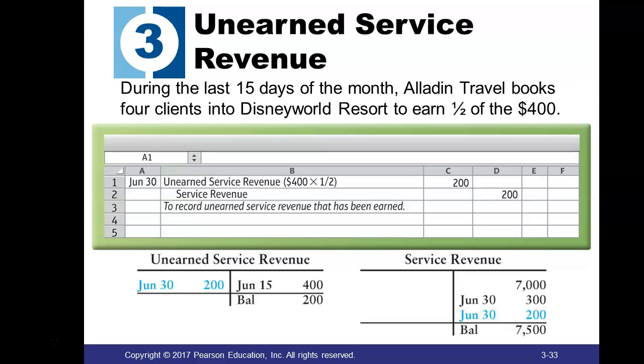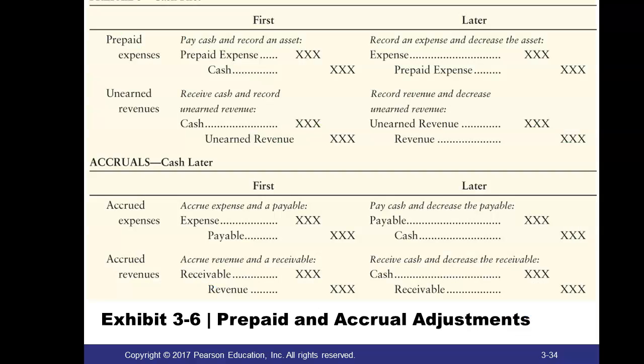And now, during the last few days of the month, Aladdin books clients into Disney World Resort and earned 1/2 of the $400. So we have to remove part of the obligation because we've only done some of the work, and we have to recognize the revenue that has been earned, only a portion that we have earned. Again, we want to show what we have earned only, and the rest will remain an obligation to provide that service. And this is just giving you a visual depiction of how these transactions look when recording prepaids and unearned.